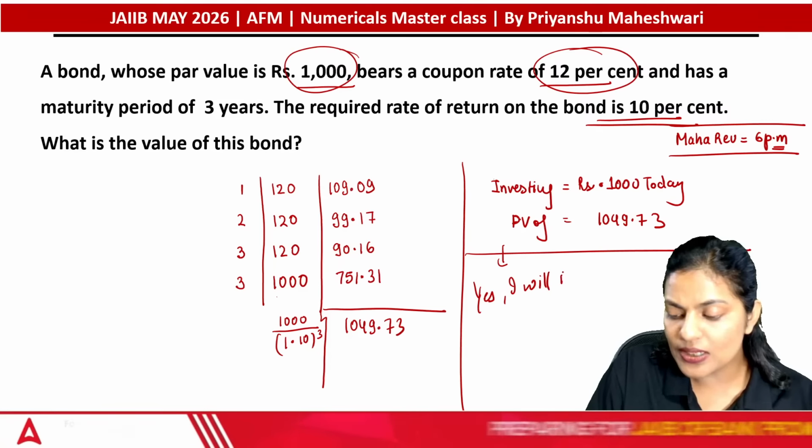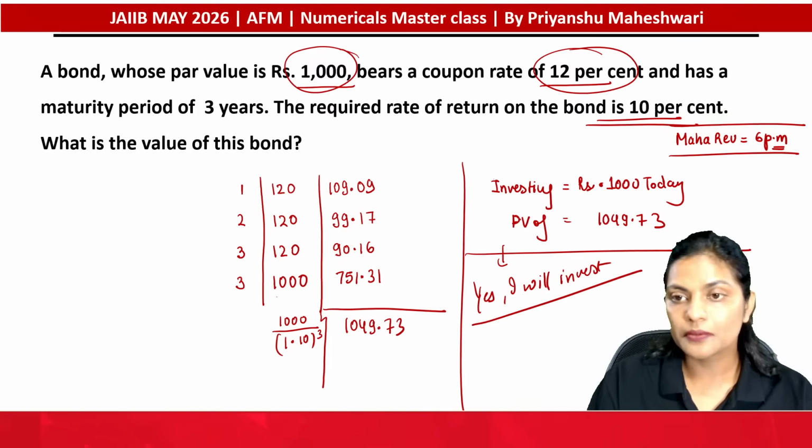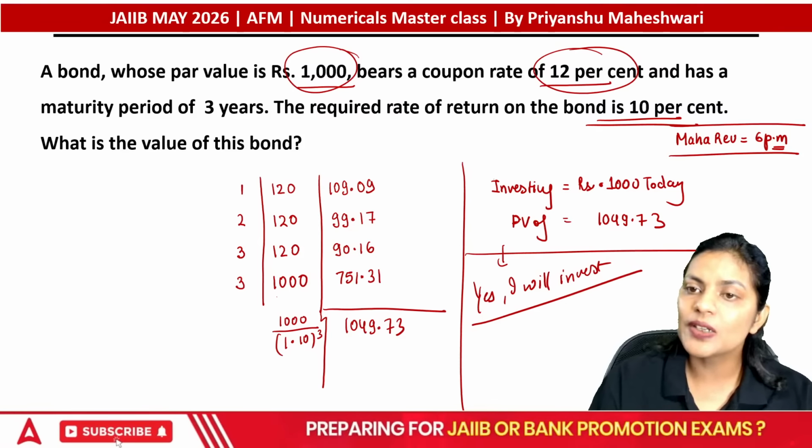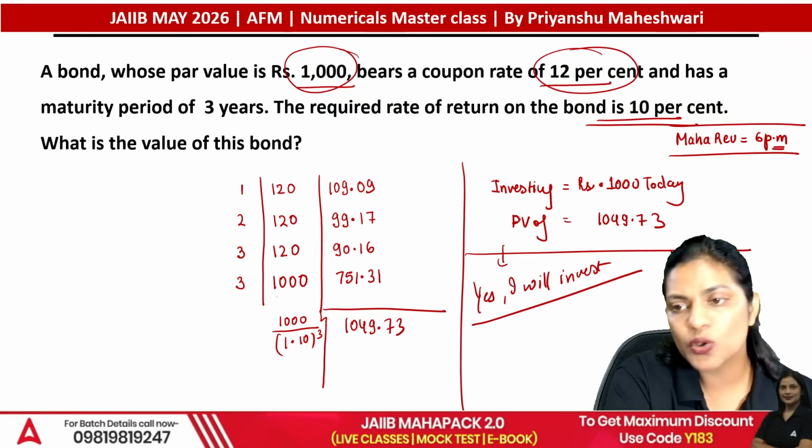If the value was 900 something, will you invest? You shouldn't. Why? The present value is less than what we invest. If the present value is less in any case, you should not go for it.